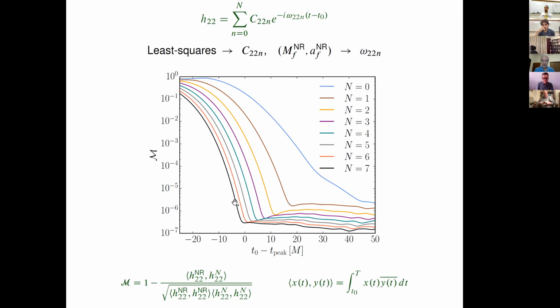And by the time we get to n equal to 7, you can see that we have an extremely good fit right at the peak, right? This 0 time corresponds to the peak of h. And there's nothing special about 7. If we had a more accurate numerical waveform, we could presumably keep going.